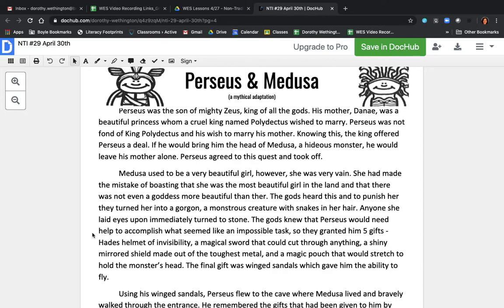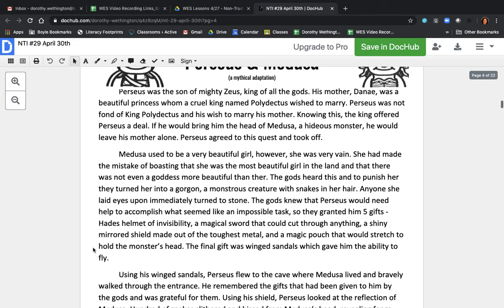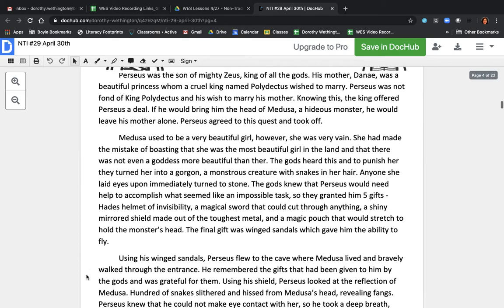The gods knew that Perseus would need help to accomplish what seemed like an impossible task, so they granted him 5 gifts: the Hades helmet of invisibility, a magical sword that could cut through anything, a shiny mirrored shield made out of the toughest metal, and a magic pouch that would stretch to hold the monster's head. The final gift was winged sandals, which gave him the ability to fly.